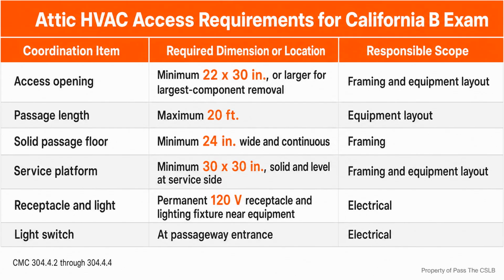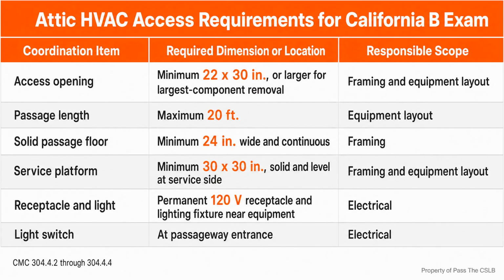The third is treating a float switch and a secondary pan as identical. Both can serve as additional protection in appropriate configurations, but they respond differently. The switch is intended to stop operation when the water level rises. The pan is intended to receive overflow and route it through its own observable drain. The fourth is placing the attic light switch where the light fixture happens to be. The required coordination point is the entrance to the passageway. Think about the first step into the attic, not the final step at the equipment.